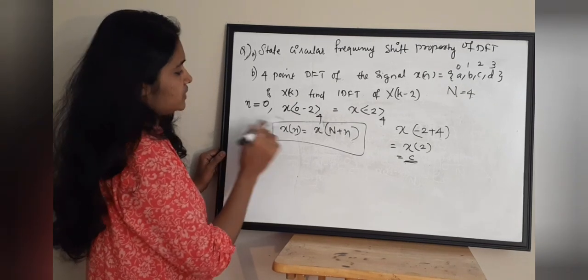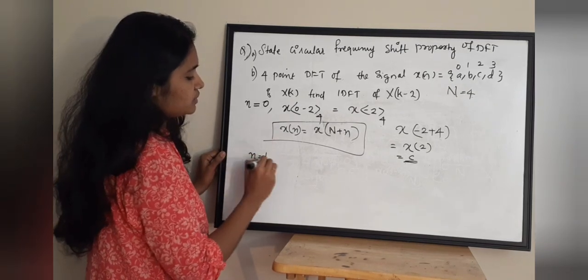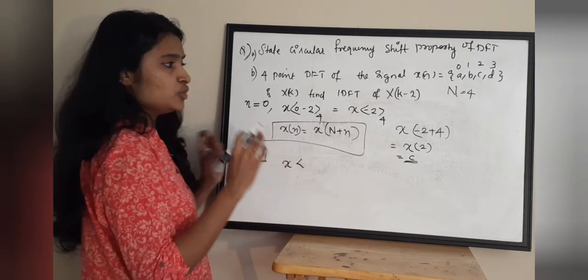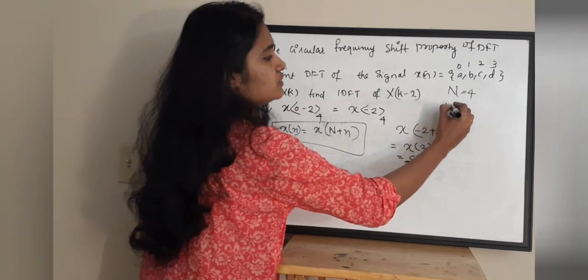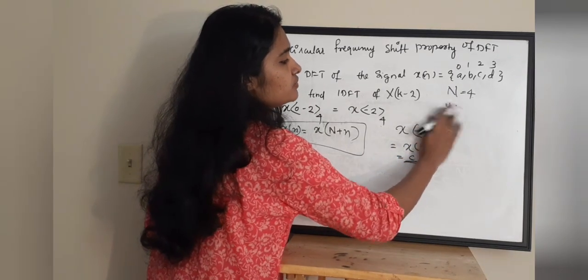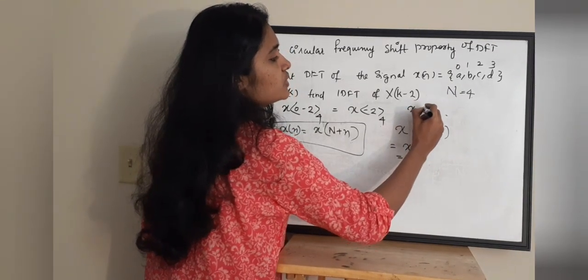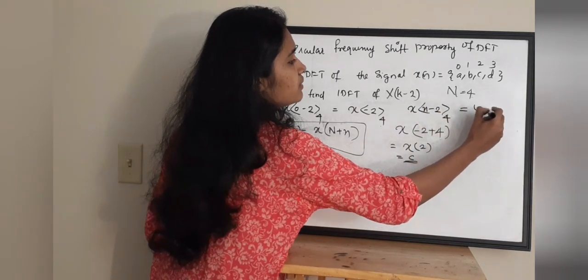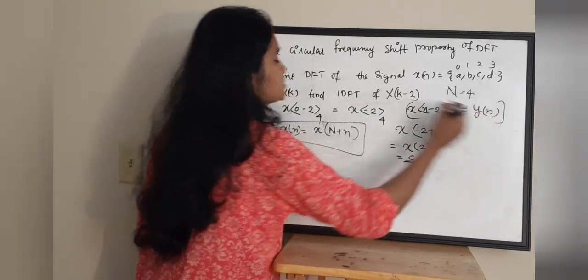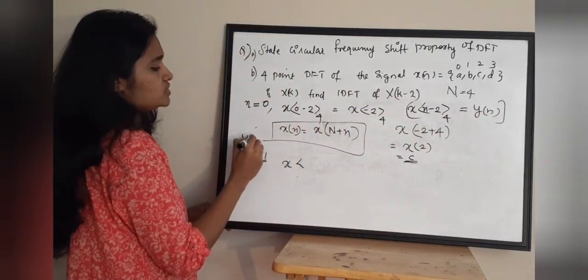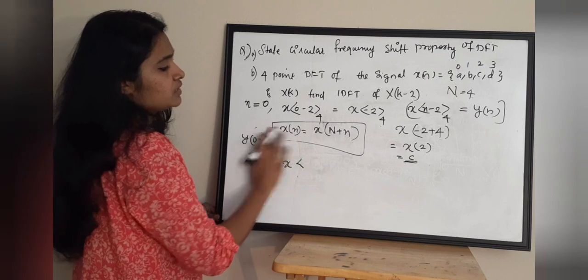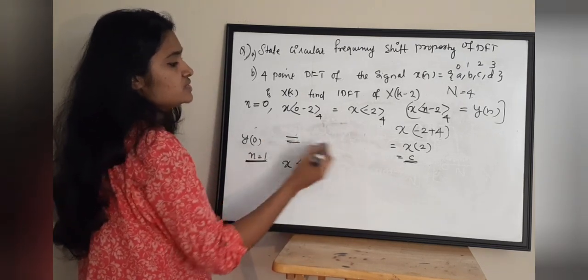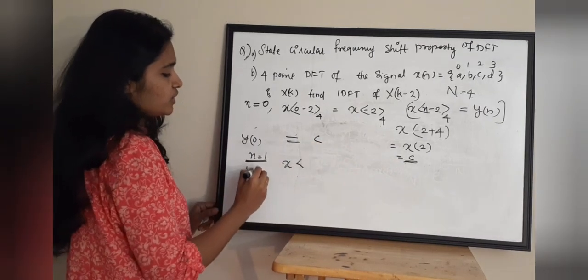Now for n equal to 1, I'm going to find the value of my shifted sequence. I'm going to call the shifted sequence, that is x of n minus 2, as y of n. And I'm going to find the values. So this is my y of 0. Okay, I'll remove these things. So I have obtained my y of 0 as c. Now I'm going to find the value of y of 1.